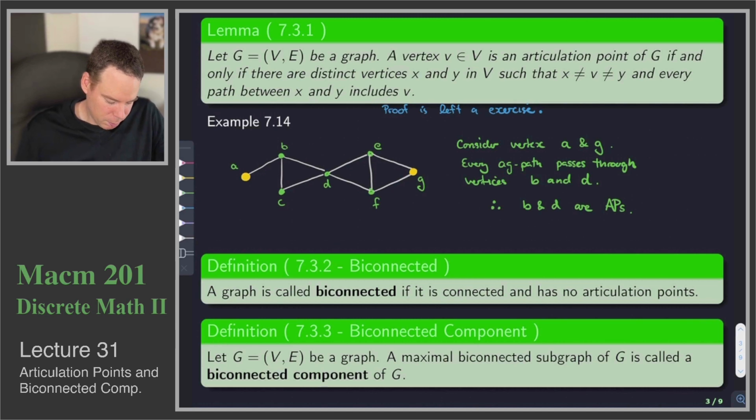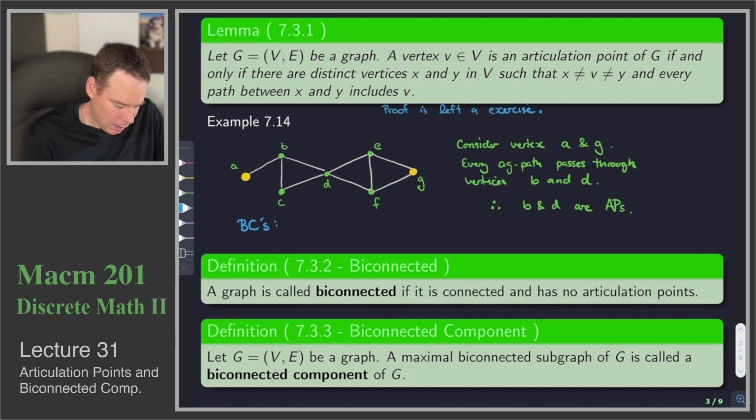A biconnected component of a graph is a maximal biconnected subgraph of our graph G. So that's what we call a biconnected component. We call those BCs for short. So let's have a look at what the BCs of this graph are. These are the subgraphs that are biconnected, and they are the maximal subgraphs that are biconnected.